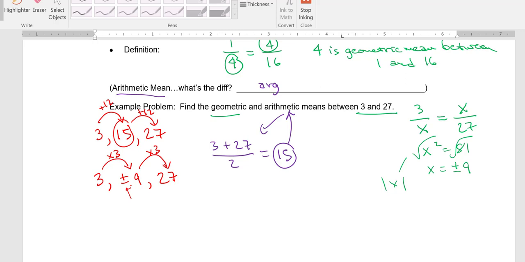All right, let's move on and let's practice some cross multiplying.